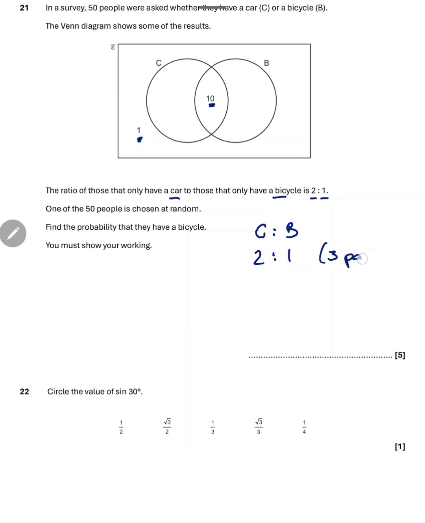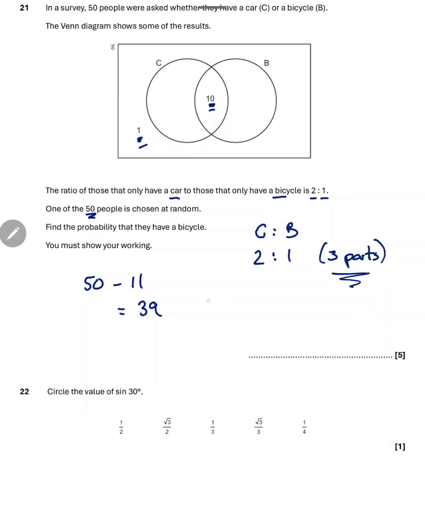Altogether, there are 3 parts in that ratio. We just need to figure out how many people we're sharing into it. Well, we know that there's 50 people altogether. So I'm going to start with 50. I'm going to take away the 10 and the 1. So I'm going to take away 11. And that tells me how many people going into the other parts of the Venn diagram. 50 take away 11 is 39.